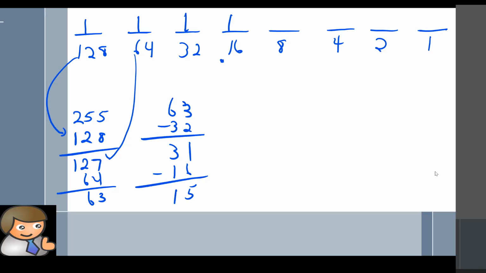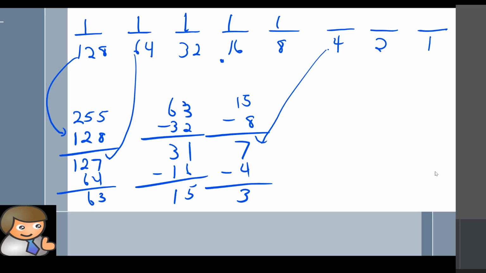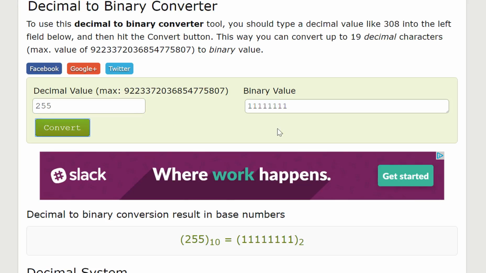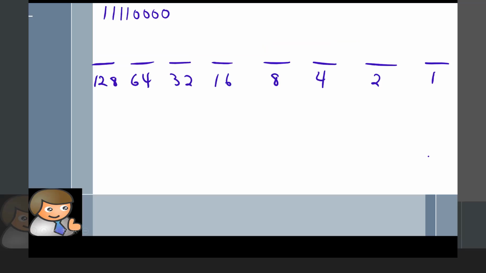8 can be subtracted from 15, so a 1 goes here. 15 minus 8 equals 7. 4 can be subtracted from 7. That's 3. 2 can be subtracted from 3. 3 minus 2 equals 1. And 1 can be subtracted from 1, so 1 goes here. And look at that. The binary for 255 is 1 1 1 1 1 1 1 1. Let's check our chart. 255, convert, and we have 8 ones. It's 255.